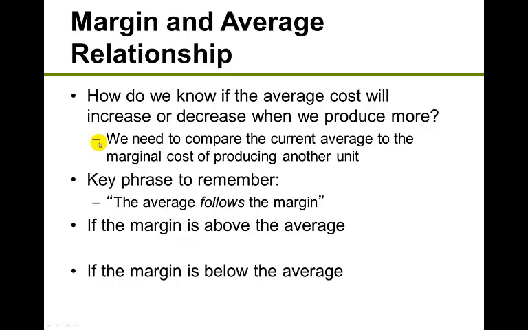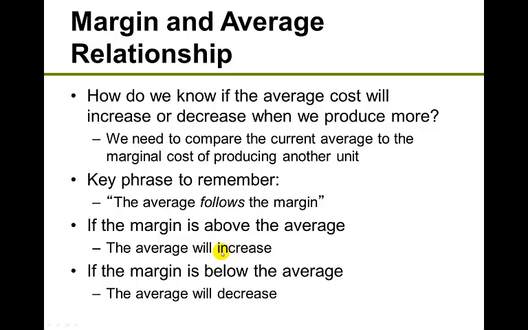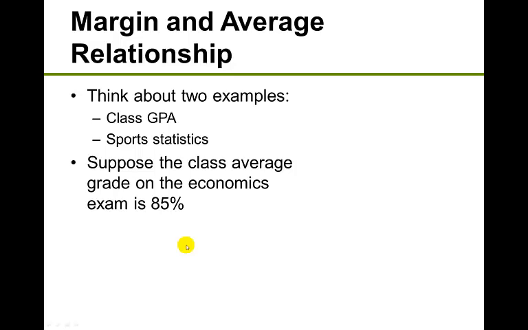So here's something to remember: the marginal cost curve will always cross the average variable and average total cost at their minimum. The average follows the margin. So if the marginal cost curve is above the average, then the average is going to increase. If it's below the average, then the average is going to decrease. So think about two examples.